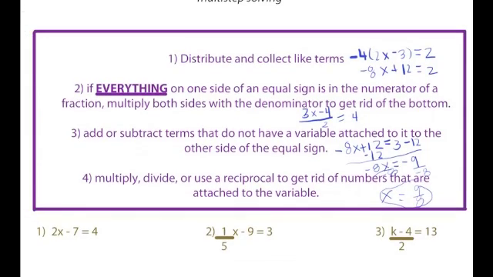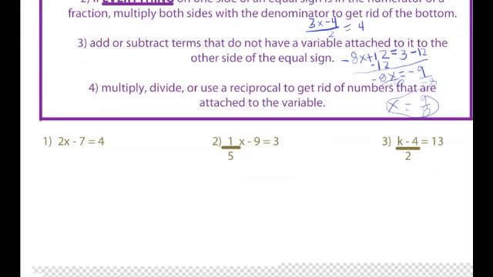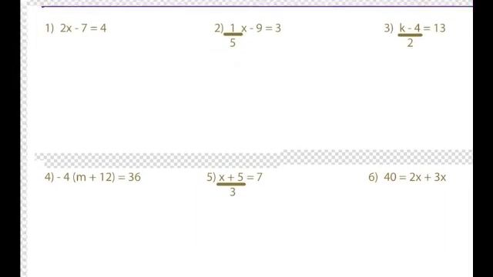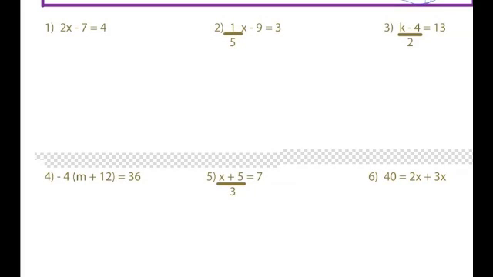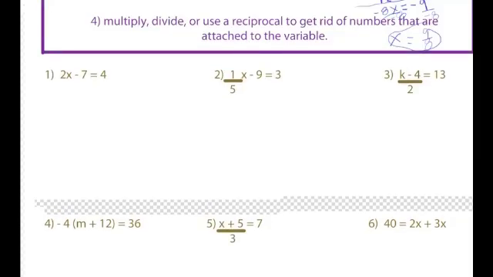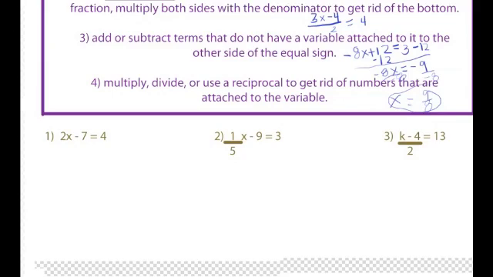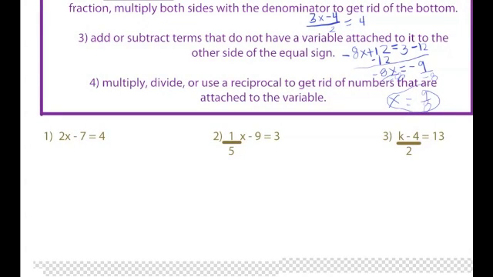Let's go ahead and look at some sample problems here, and we'll get started in practice. So here's my number 1. 2x minus 7 equals 4. So going through the steps that I gave you above, let's scroll up and still have those up there. Well, I can't get all of them, but do I have anything to distribute in number 1? No, I don't. Do I have anything that's over a fraction? Any side? No.